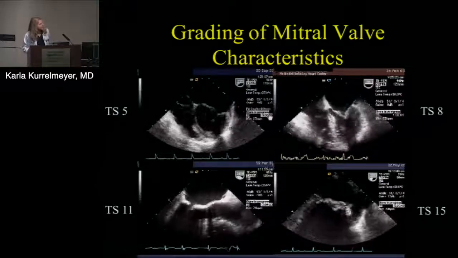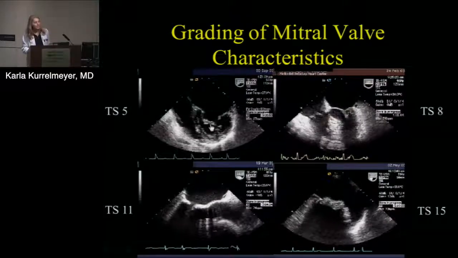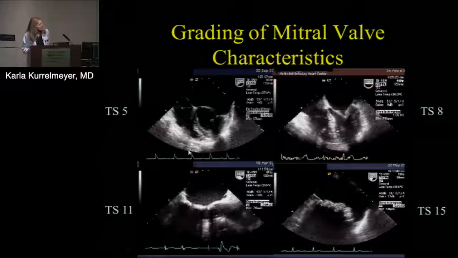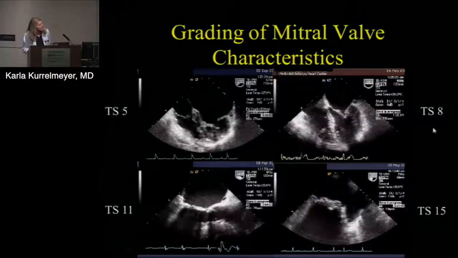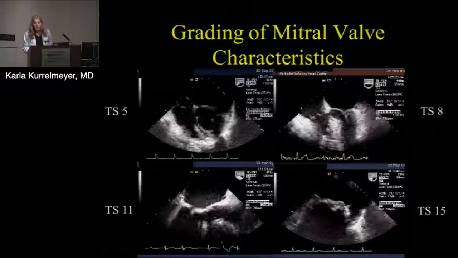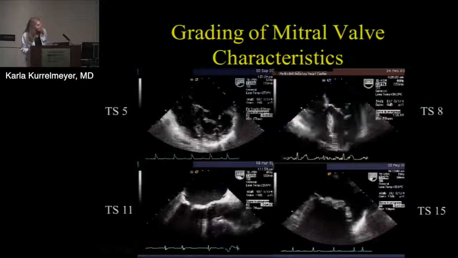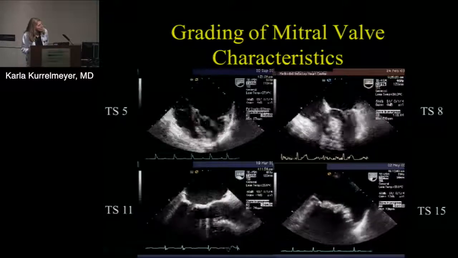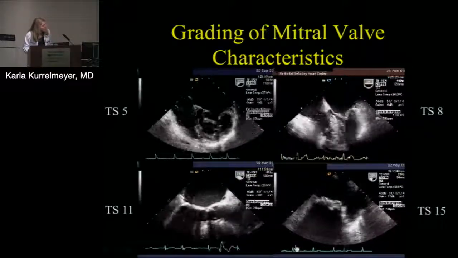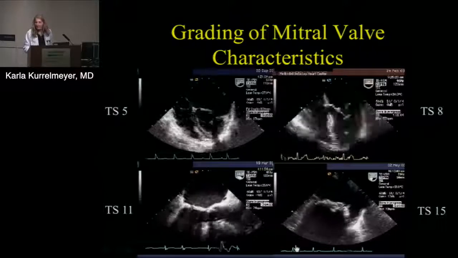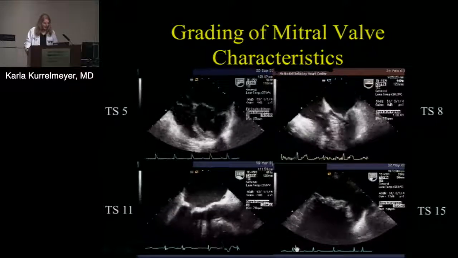So this one doesn't really have that significant of mitral stenosis, but if they did, this one would have a total score around 5 and would be suitable. This one has a total score of around 8. Also, you could see scattered calcification would be suitable for a mitral valve balloon valvuloplasty. These two, not suitable. Very calcified, very immobile. They would not be patients that you would send for a mitral valve balloon valvuloplasty.